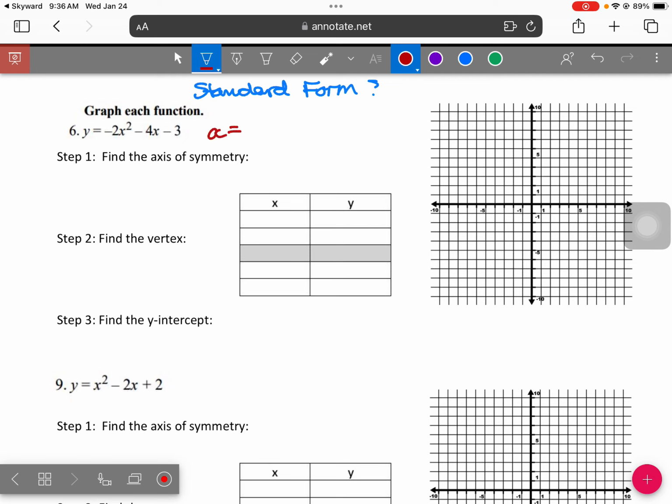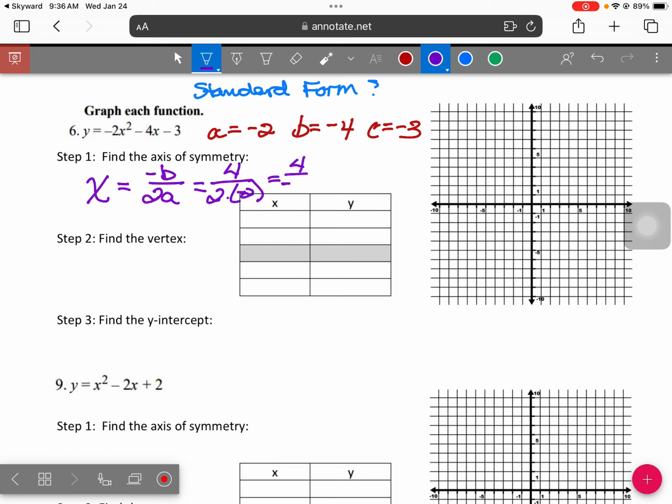So a is equal to -2, b is equal to -4, and c is -3. Noelia is on it. She's like, come on, let's go. Give me something harder. The axis of symmetry. I need to use that little formula. X is equal to the opposite of b all over 2a. So if b is -4, what's the opposite? 4 divided by 2 times a, which is -2. So that is 4 divided by -4. Watch those signs. And that is -1. So the answer is -1? No, it's x equals -1.